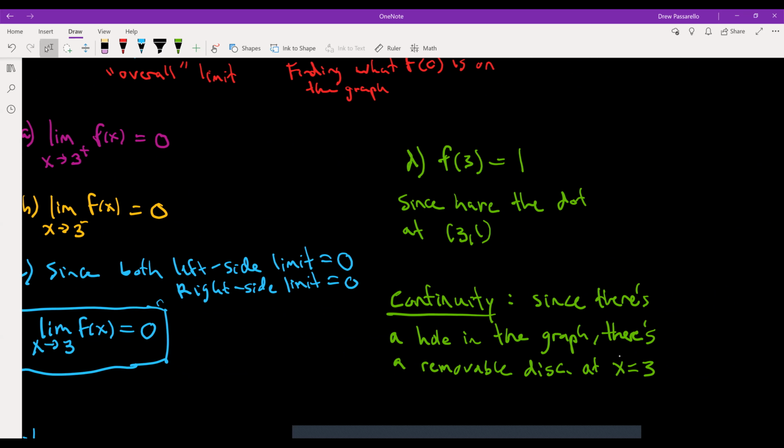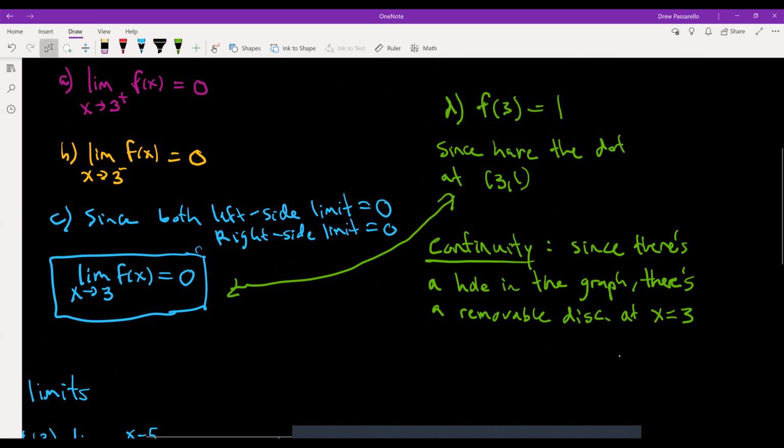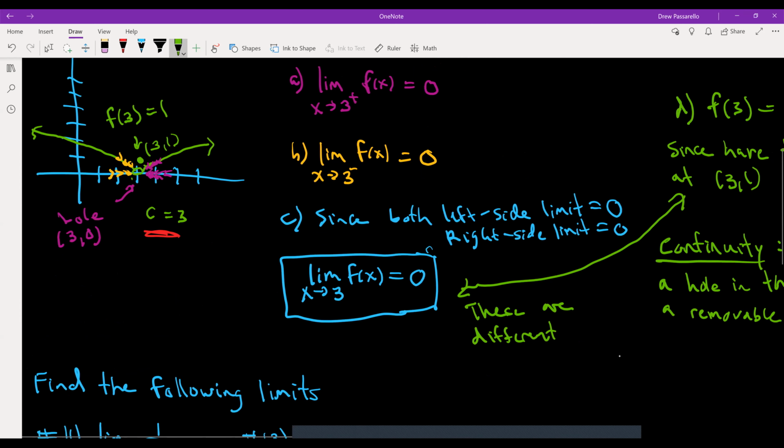So I'd say notice these come out to be different values for the y coordinates. So these are different. All right, f of 3 is 1, the limit is 0. All right, so that's that one.